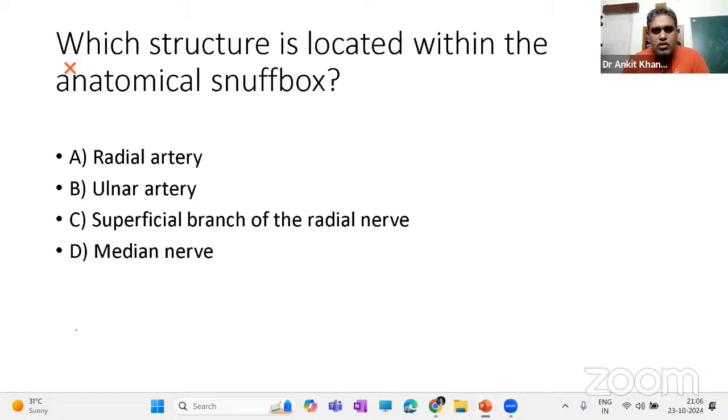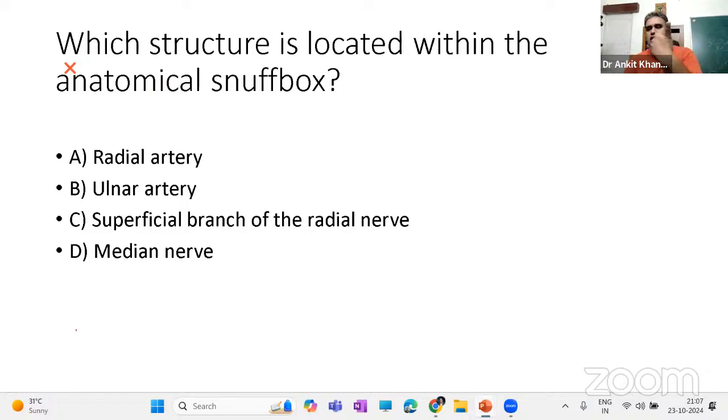Okay, which structure is located within the anatomical snuff box? Another very, very important topic, the anatomical snuff box. I'm not going into details of it because it's a different topic, and that we'll do once we do the extensor compartment of the forearm, because then all the tendons will come. But basically, let me just show you.